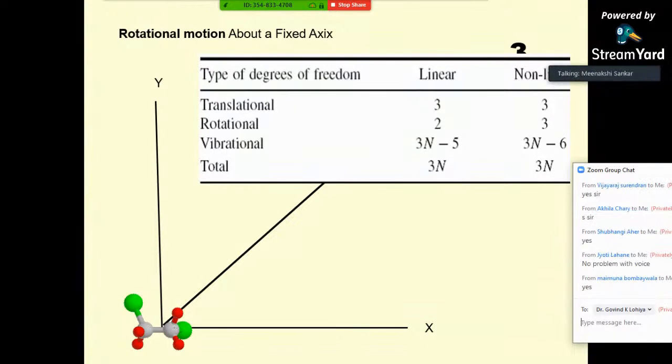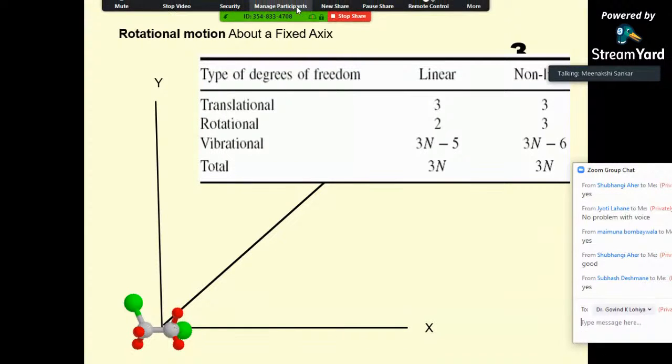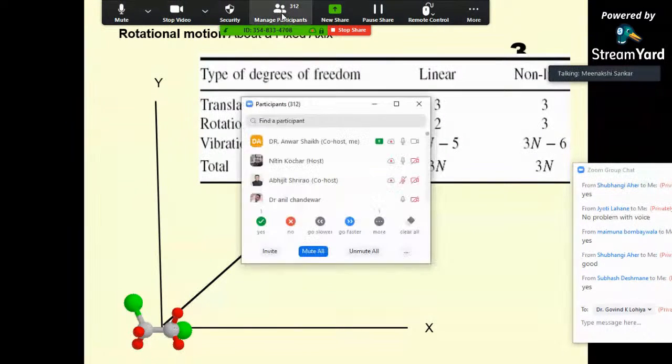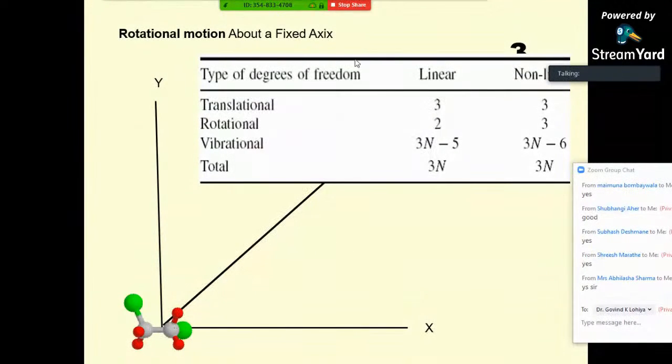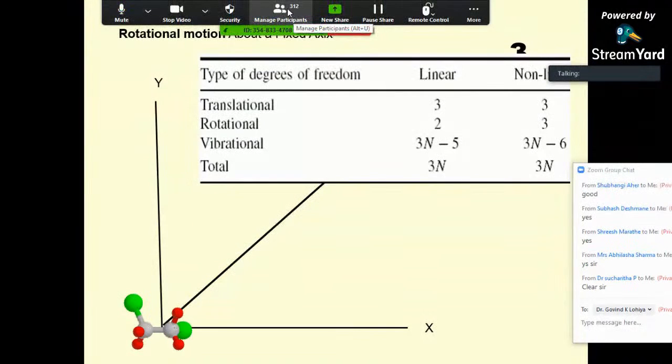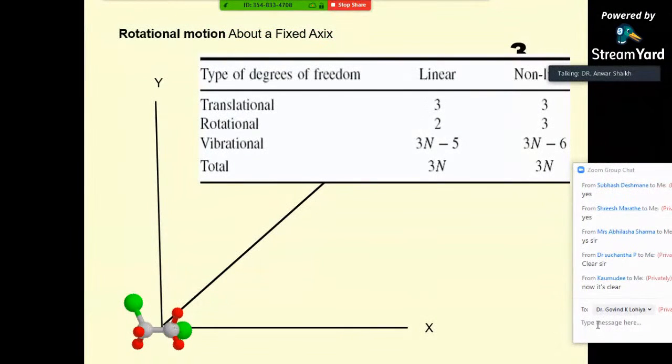Anwar sir, just mute all the participants, sir. You have the rights to do that, and they cannot unmute by themselves. By that way, you can give the lecture undisturbed. Yeah, I have muted all. Is the voice clear now?